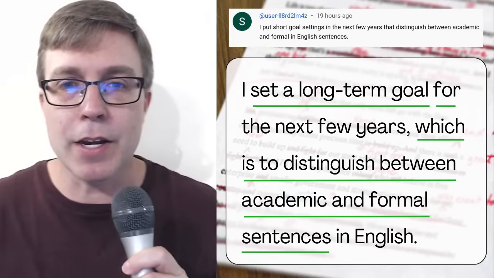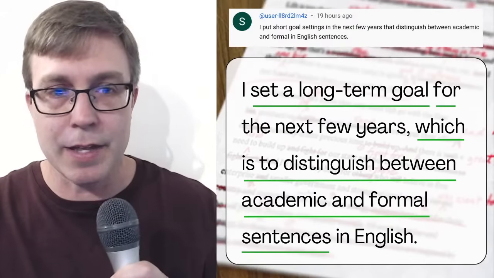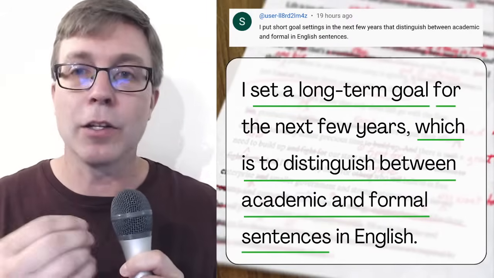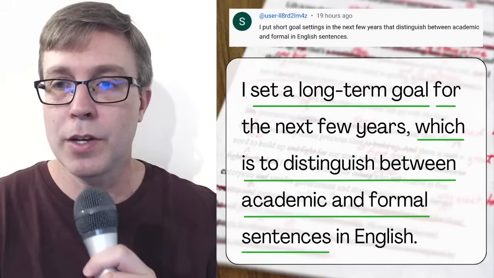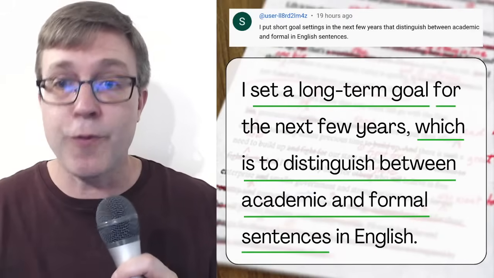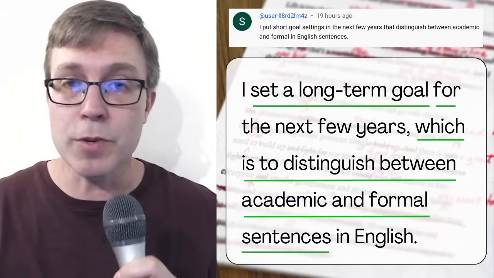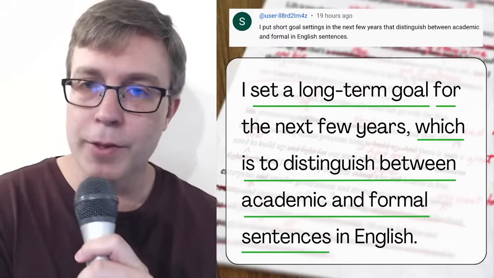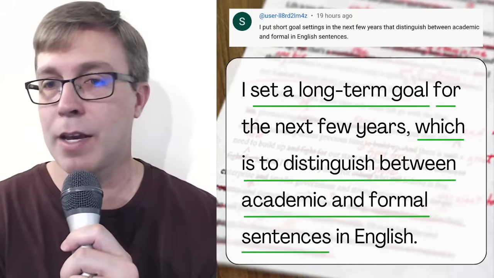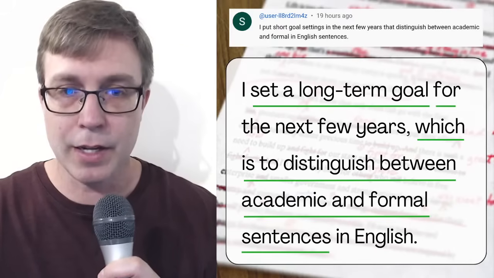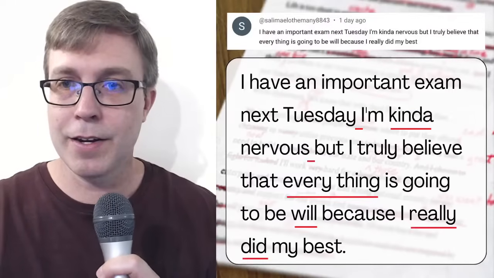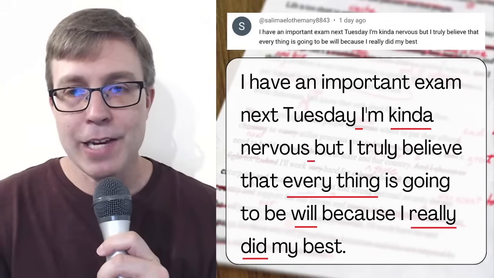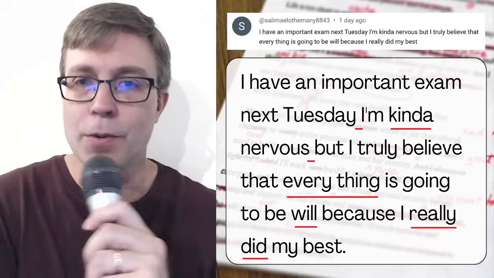But I think there are some things in here that are certainly relevant and could be very useful when talking about some of these collocations, like you're setting long-term goals or you're setting short-term goals. And again, you would set a goal for a period of time, for a few years, for a couple of weeks, for a few months. So I set a long-term goal for the next few years, which is to distinguish between academic and formal sentences in English. Excellent. Then I've done the same thing. Again, I've just given you the things that I would change, and I'm going to put the question off to you. What do you think?